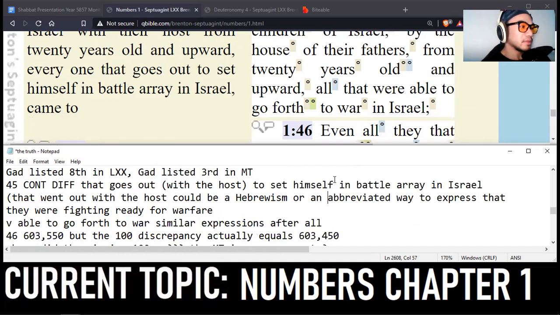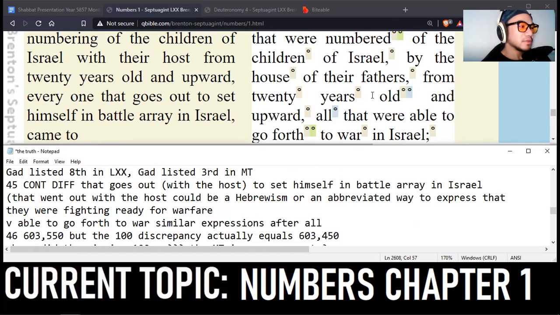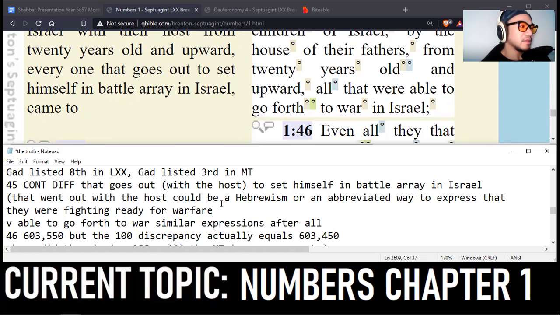Looking at the Masoretic, it says "able to go forth to war." Again, similar expressions, but I believe that "everyone that goes out with the host," in brackets, those are usually the words associated with the sentence, is how it was expressed previously in this chapter. Again, I believe that it is a Hebrewism that expresses these are men ready for fighting. They're ready for battle. That's what it means. Everyone that goes out with the host. That's what that means. Okay.